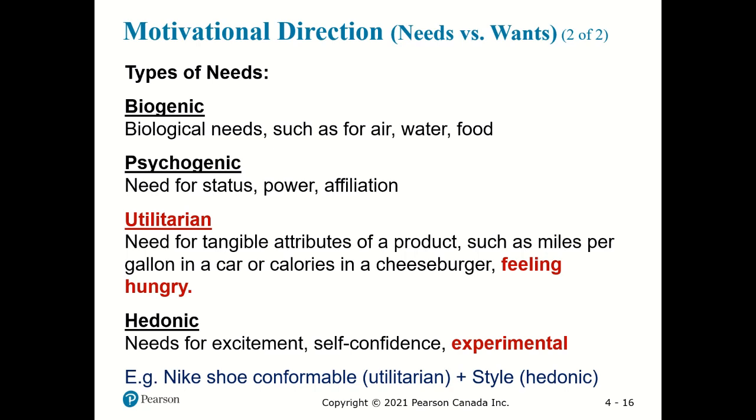The next need is utilitarian. The utilitarian need is for the tangible attributes of the product when you use it, for example miles per gallon in a car, or calories in a cheeseburger, or feeling hungry. So at the time when you use those products, you satisfy your need.